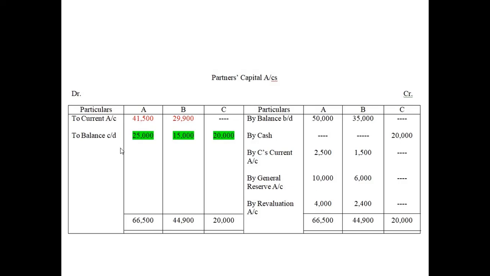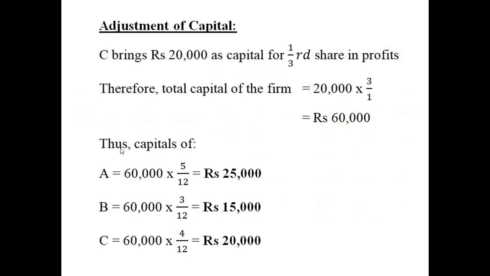Now we will do the capital adjustment. When a new partner comes in, he brings a certain amount of capital. In this question, C is bringing 20,000. You can read in the first line before the balance sheet that C was to contribute 20,000 as his capital.